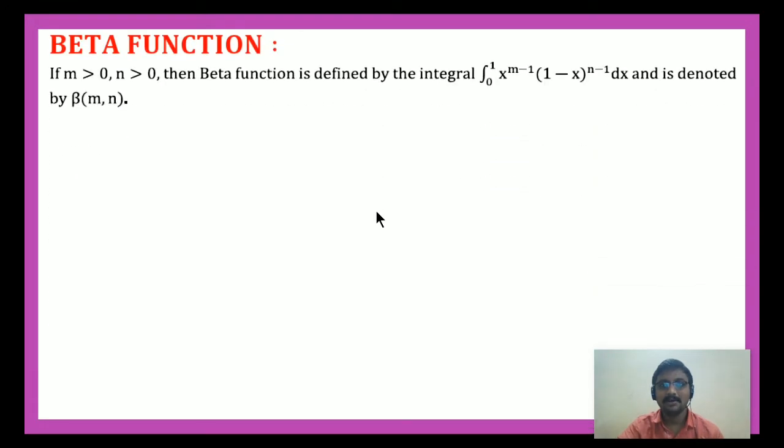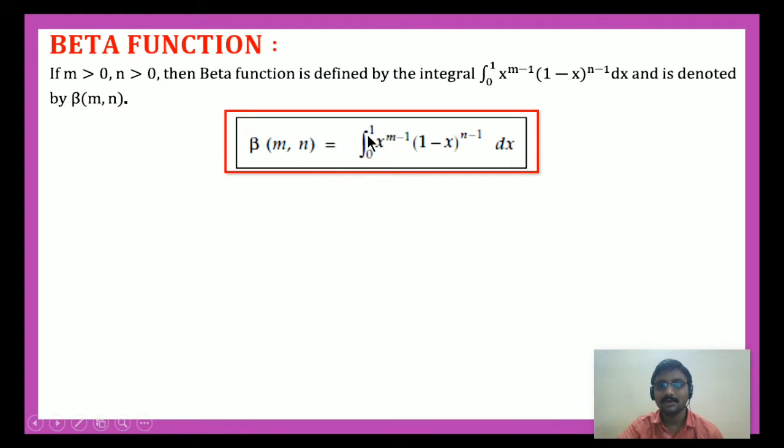Beta function. Definition: if m and n are positive numbers, then the beta function is defined by the integral from 0 to 1 of x to the power of m minus 1, (1 minus x) to the power of n minus 1 dx, and is denoted by beta of m, n. So beta of m comma n is the integral of 0 to 1 x to the power of m minus 1, (1 minus x) to the power of n minus 1 dx. This definite integral is called the beta function and is denoted with beta of m comma n, where m and n are positive numbers.